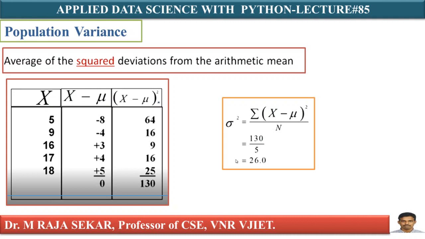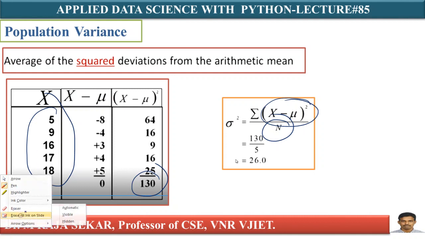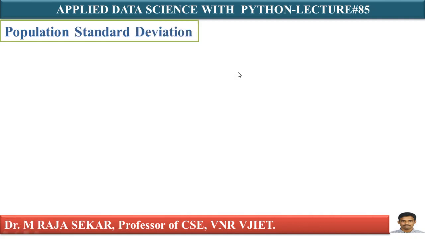Anyway, just see this example: 8 squared, minus 8 squared, minus 4 squared, and so on. This is sigma of (x minus mu) whole squared, divided by N, where N is the population size. How many numbers? There are 5 numbers. 130 by 5 is 26. These are the population values, so I can say this is the population variance.